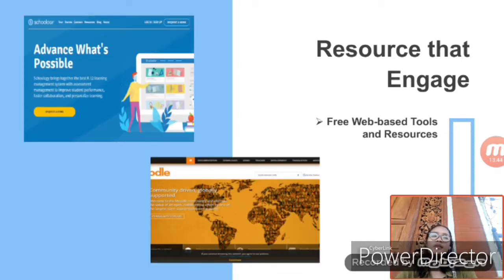And then the last, free web-based tools and resources. A teacher can provide the web as a tool in the learning process. They are Schoology and Moodle that can be used as the platform of the learning. We can also provide experiences from material which is up to date, authentic, and related to real life application.